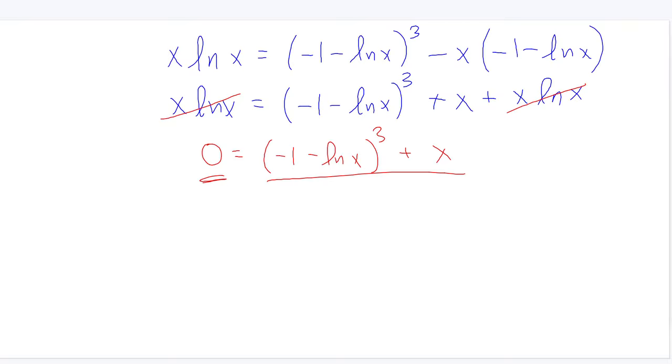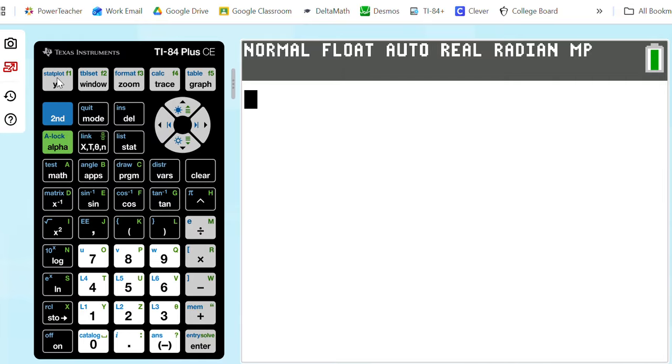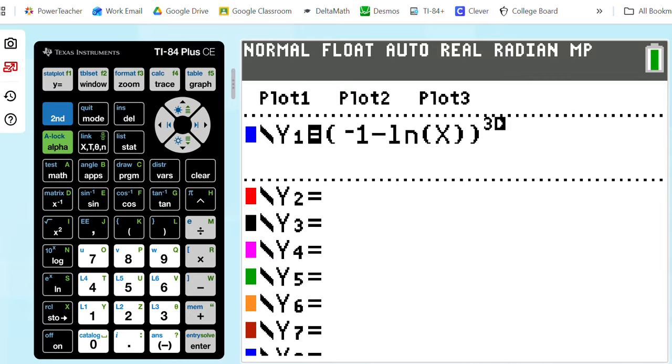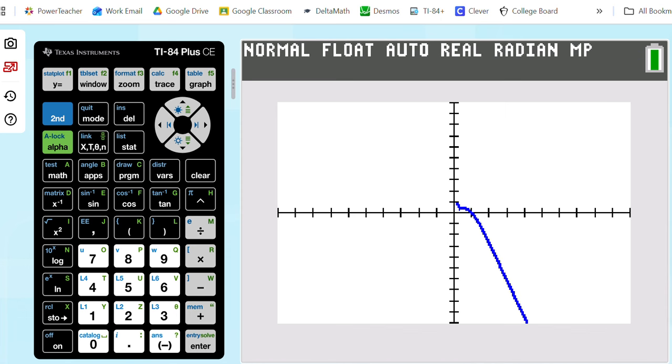Okay? So we'll go into our graphing calculator, we'll just hit y equals, and we'll punch in our equation, which is going to be what we just had: negative 1 minus natural log of x, and then that's being raised to the power of 3, and then plus the x. And when we graph it, we can see that it looks like this. It looks like it's crossing around 1, doesn't look like it's crossing anywhere else.